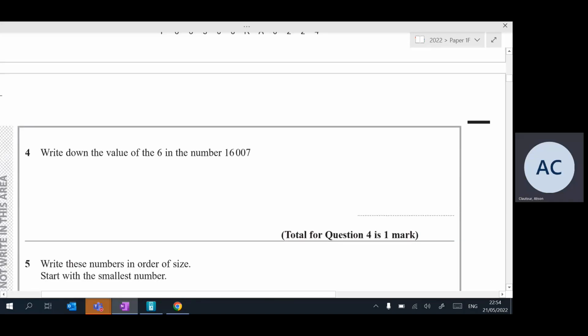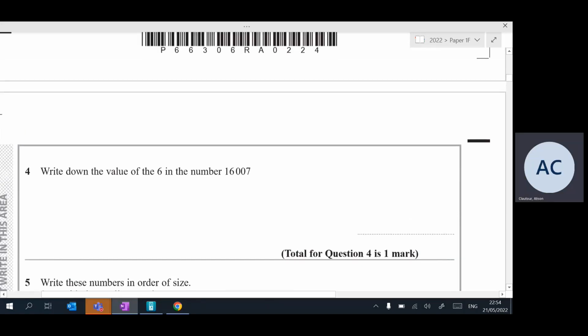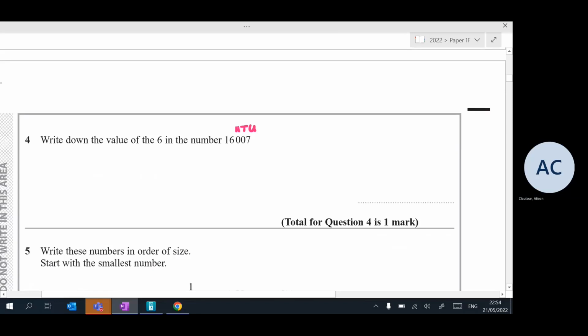The value of the 6 in this number here. So remember, you have units, tens, hundreds, and then the next one is thousands. So it's 6,000.